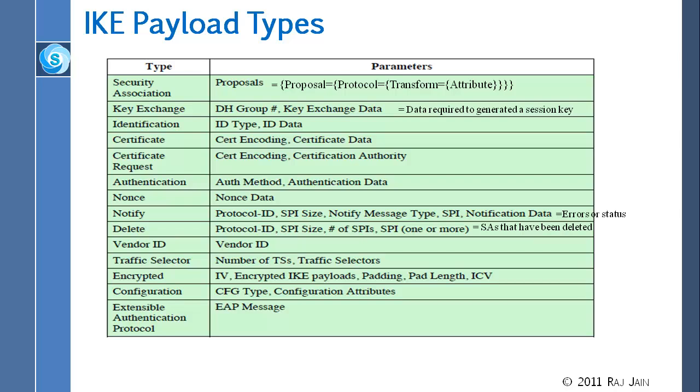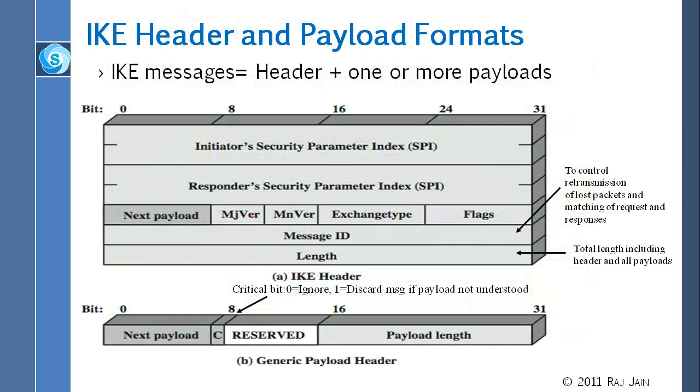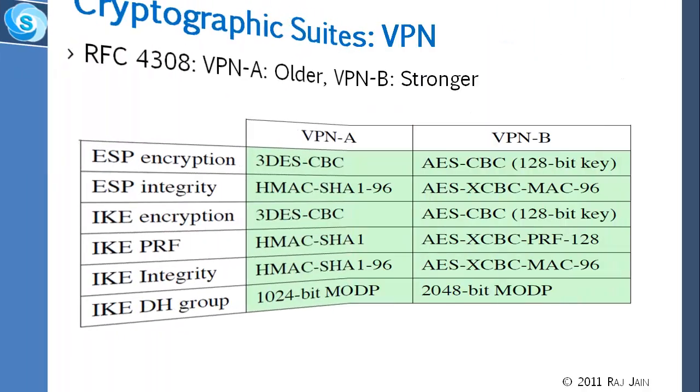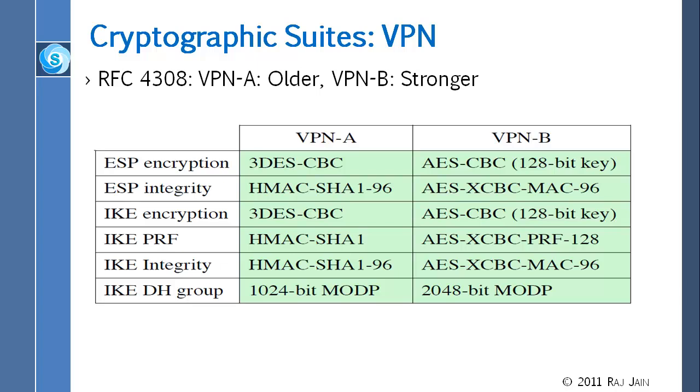Certificate, it will have what encoding the certificate data is in, and then the certificate itself. Certificate request: this is the encoding I want, this is the authority I want. Authentication, and so on and so forth. So there are many things which go on in these messages, and so the exchange type field is this.